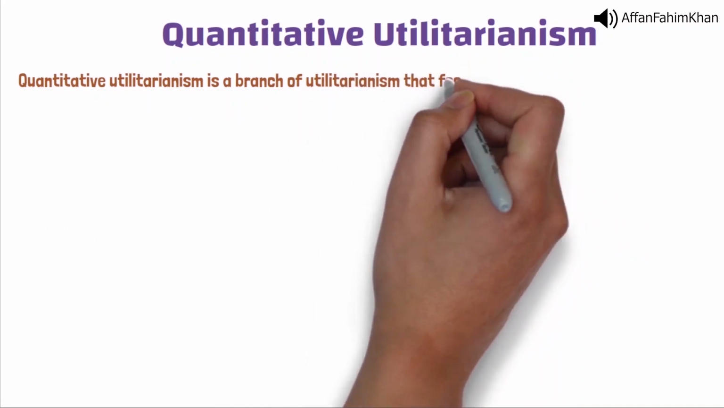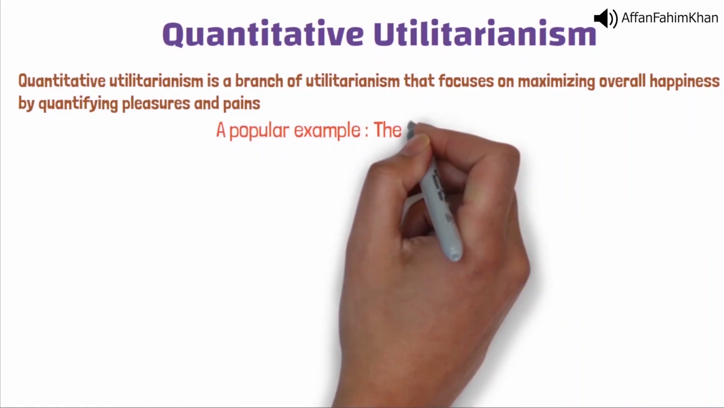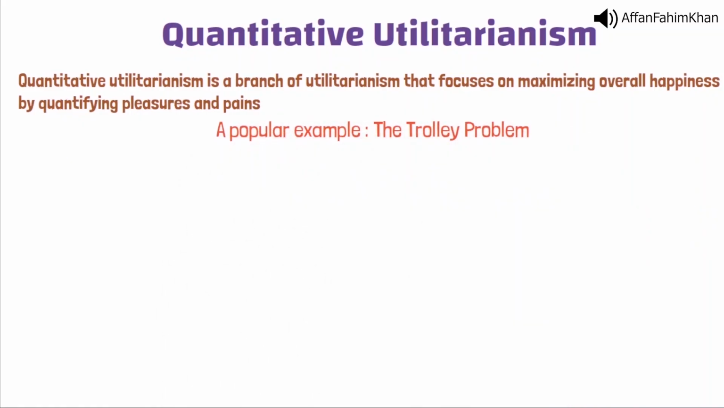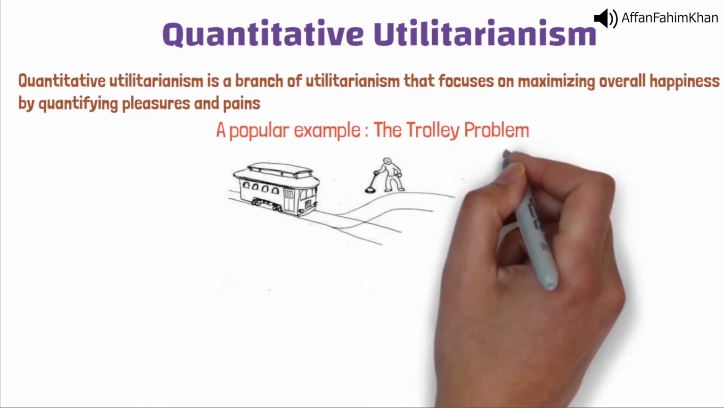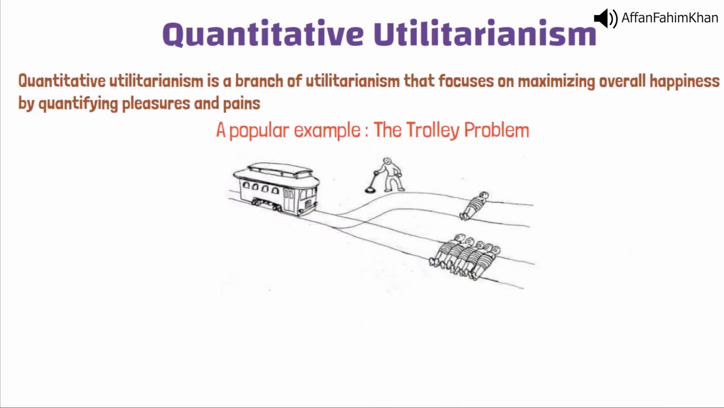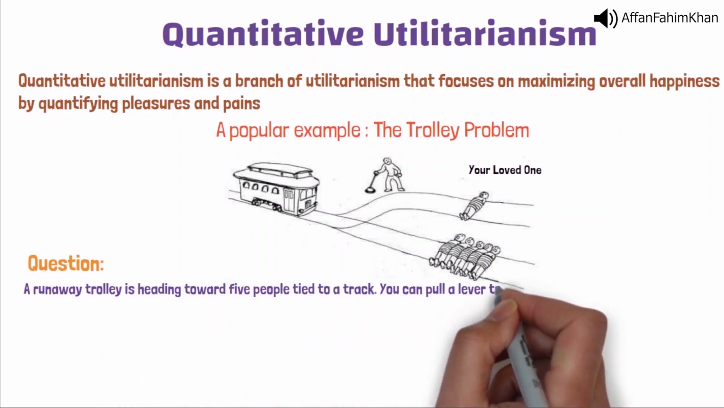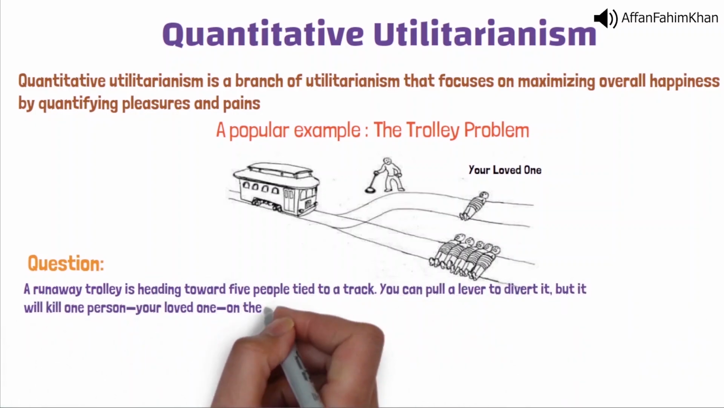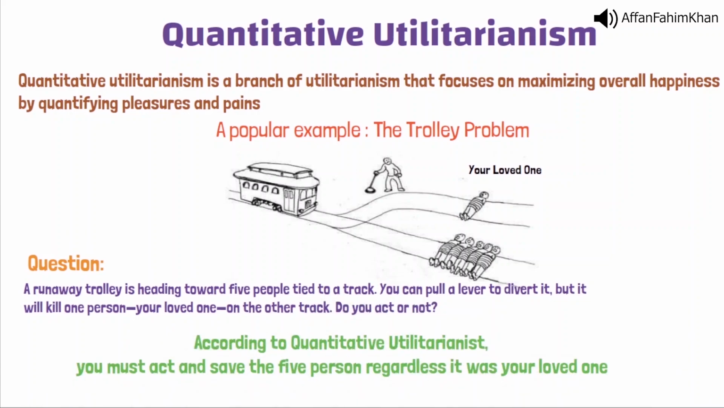Quantitative utilitarianism is a branch of utilitarianism that focuses on maximizing overall happiness by quantifying pleasures and pains. Let us clear things out with a popular example, the trolley problem. Suppose there is a train heading towards 5 people who are tied to the track. You can pull a lever to save them, but there is a catch. If you divert the train, your loved one who is tied to the diverted track will be killed. There is no third option. What will you do? According to quantitative utilitarianists, you must save those 5 people because killing them would cause more pain than saving your loved ones.